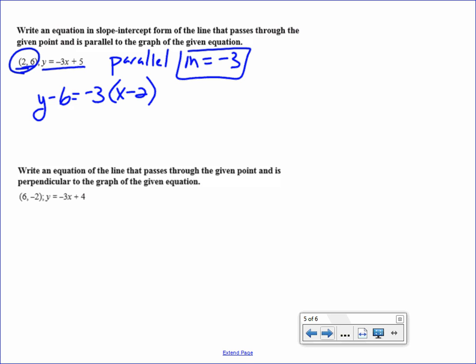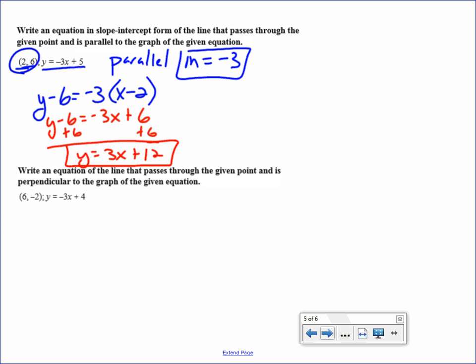Okay, so then all I have to do is get that into slope-intercept form. So how do I do that? A couple things. You first have to distribute. So you'd have y minus 6 equals -3x plus 6. And then two things got to be moved. You got to add a 6. So now you got y equals -3x plus 12. And then, well, I guess, never mind. That is in slope-intercept form. So we're done there.